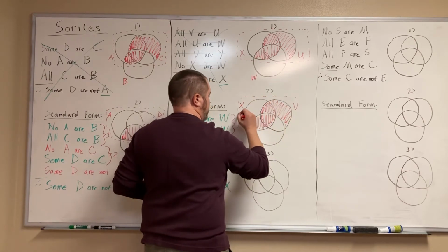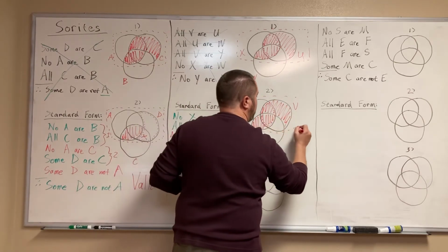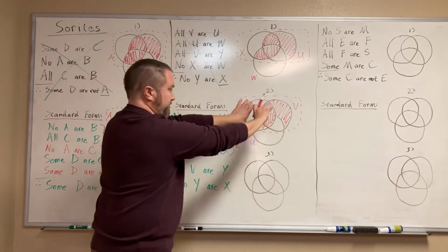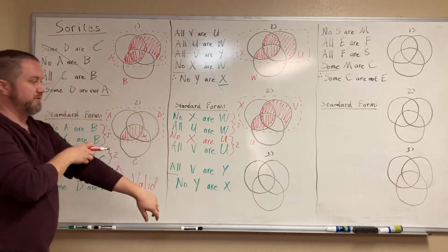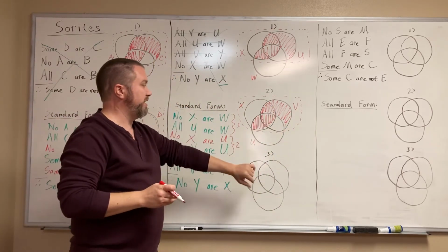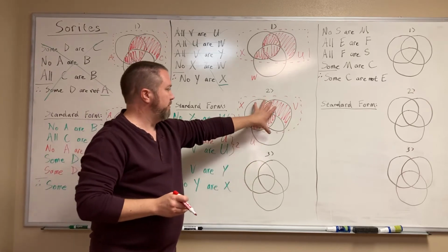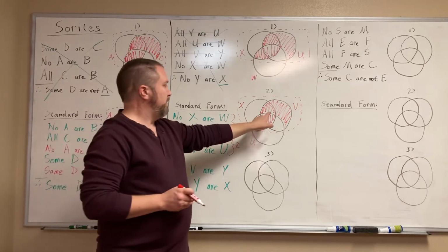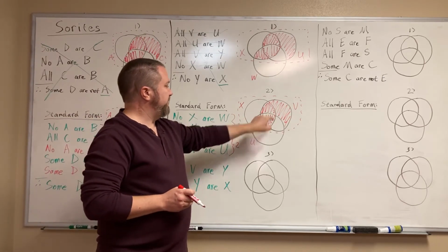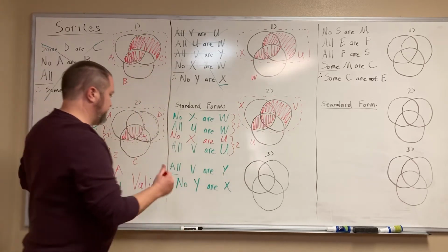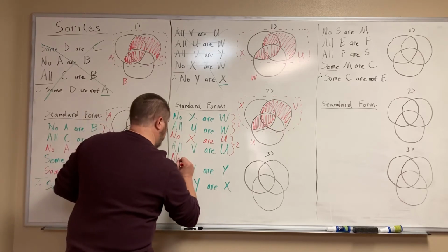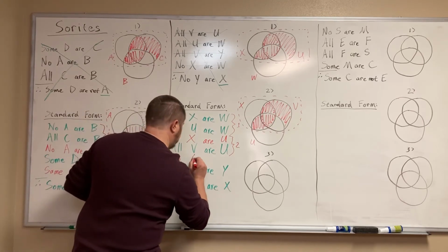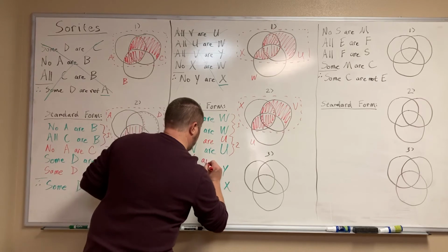Again, you don't have to do this on your paper, but just to remind yourself that you're just looking at the top two circles. Since the middle term has already been used up, that's irrelevant for now. We're focusing on the top two circles to see if we can draw a conclusion from that. Same as up above, we've shaded out the entire middle. So we can draw from that no X are V.